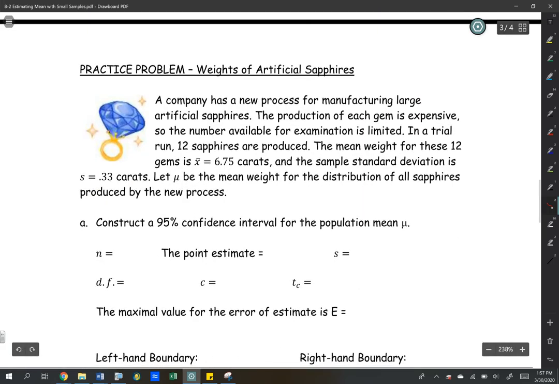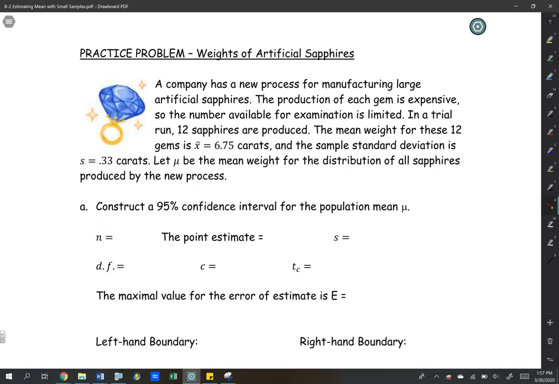All right, so let's do a practice problem. There's two parts to this one. We have a problem involving the weight of artificial sapphires. A company has a new process for manufacturing large artificial sapphires. The production of each gem is expensive, so the number available for examination is limited. In a trial run, 12 sapphires are produced.